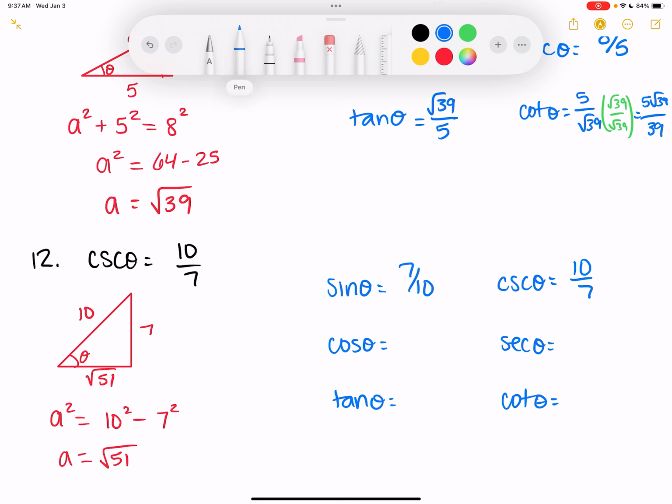So cosine, adjacent over hypotenuse, square root of 51 over 10. Tangent, opposite over adjacent, so that's going to be 7 over the square root of 51, which is going to be 7 root 51 over 51. If you want to just go straight to that, that's fine too. Secant is going to be 10 over the square root of 51, or 10 root 51 over 51. And cotangent, we just flip this one, it's going to be square root of 51 over 7.